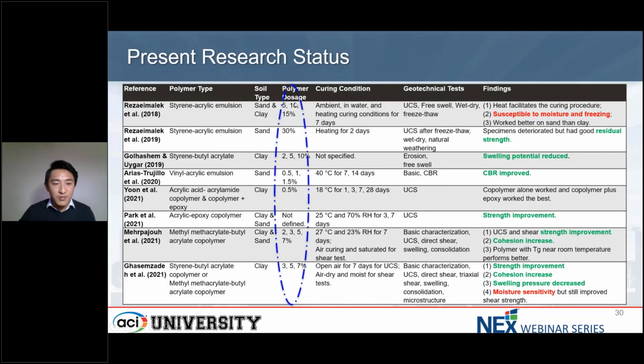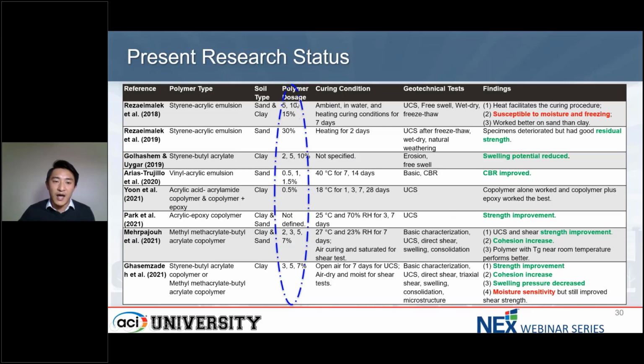Here are some of the results that I summarized from all those studies. From here, you can see the findings. I highlighted those in green, which means the polymer shows promising effects once mixed with the soil, such as reduced swelling potential or improved strength, both unconfined compressive strength and shear strength, and increased cohesion. Also, in the red fonts, you will see some reports that polymers or polymer-treated soils are susceptible to moisture and freezing. I summarized all those so that we can evaluate each type of polymer better.